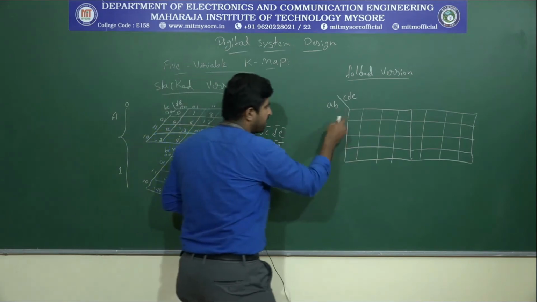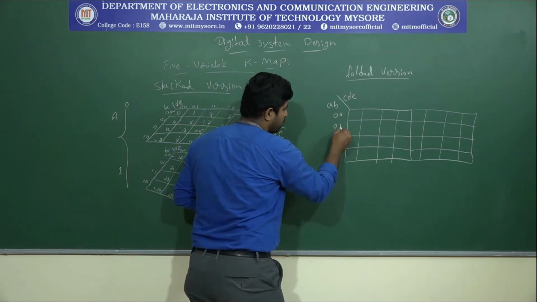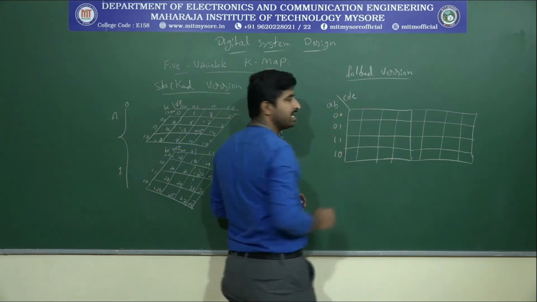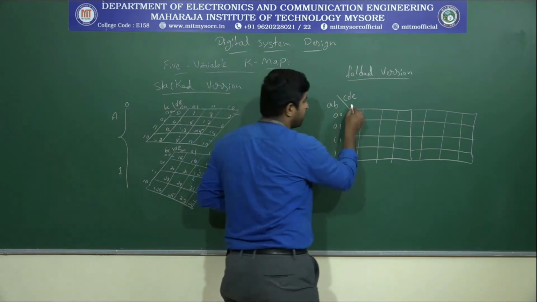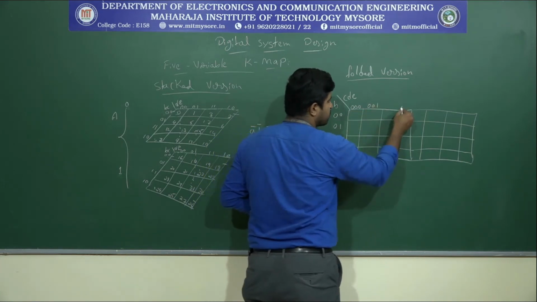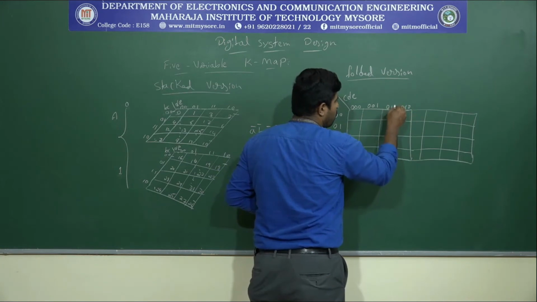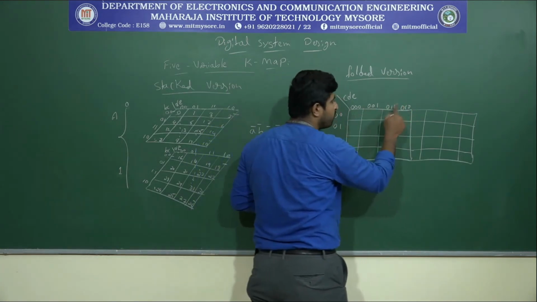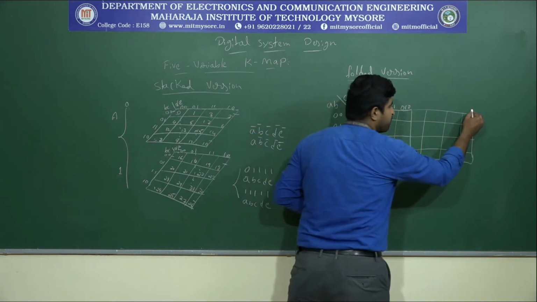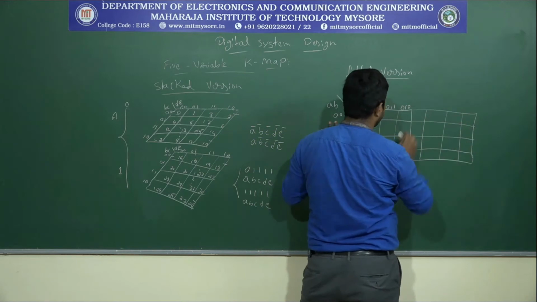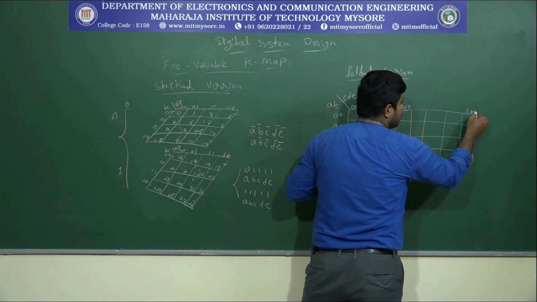So that means A, B can take 0 0, 0 1, 1 1, 1 0. Next C, D, E, 3 variables, they can take 0 0 0, 0 0 1, next 0 1 0, 0 1 1. Right. Next, what is remaining? The cell 4. A 4 should always be written here actually, in a 5 variable K map: 1 0 0.